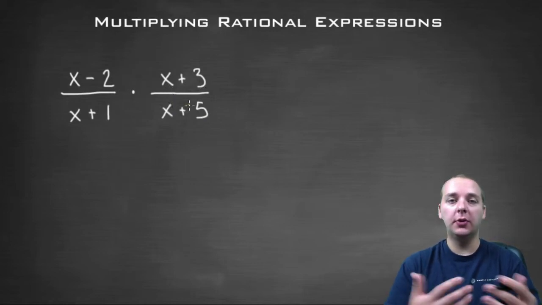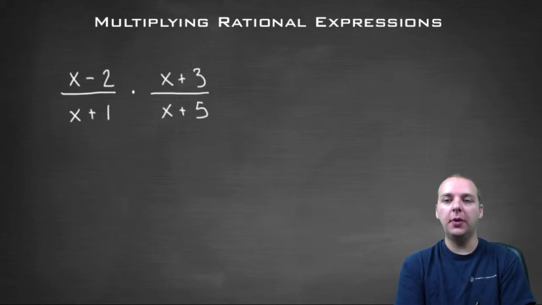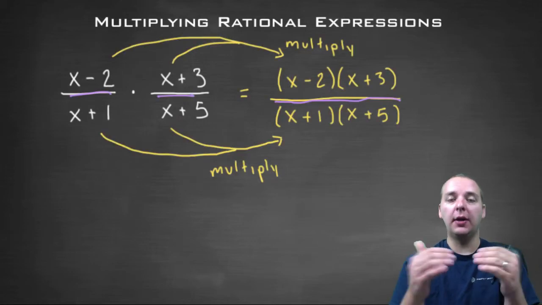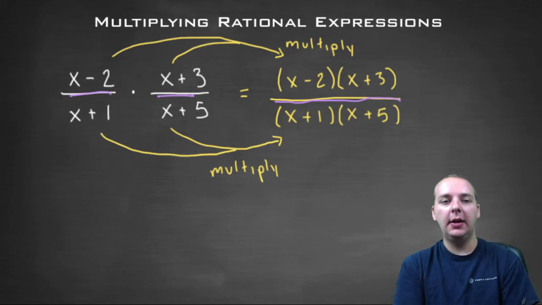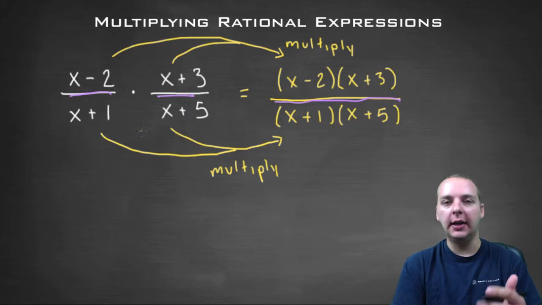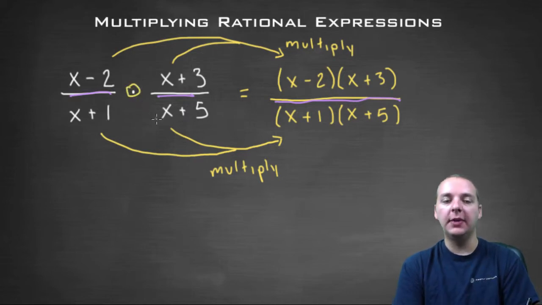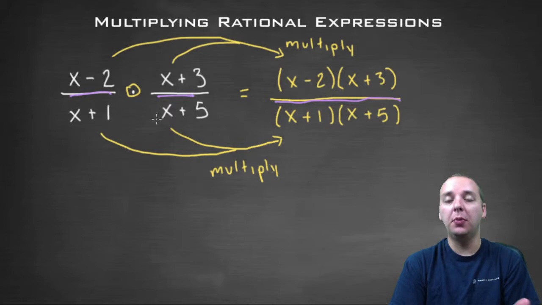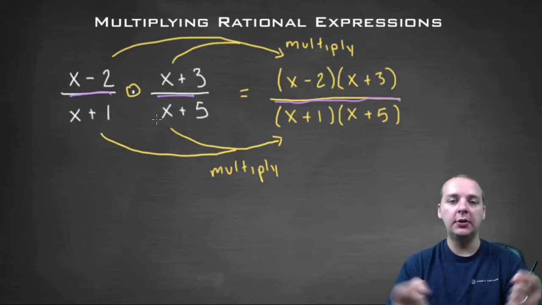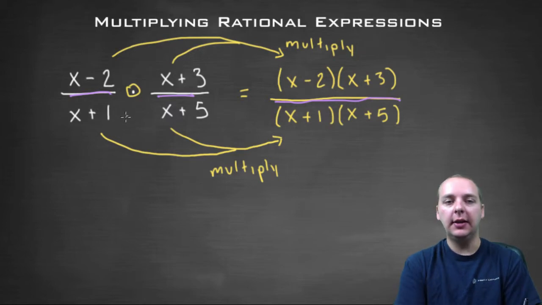So basically, when you multiply rational expressions, all you really do is multiply the numerators together and multiply the denominators together. There is no common denominator or anything like that. If you're multiplying, it's very similar to how you would multiply two numerical fractions. Just multiply the numerators and denominators, and that's it.